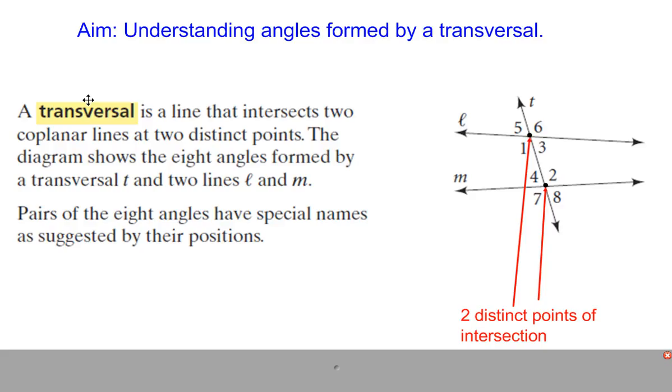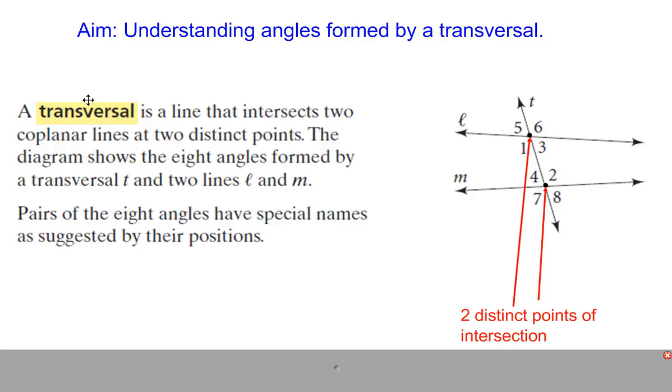This needs to be in your notes. So if you need to, put your player on pause, take down the diagram, and take down the definition and hit play to resume. So, a transversal is a line that intersects two coplanar lines at two distinct points.